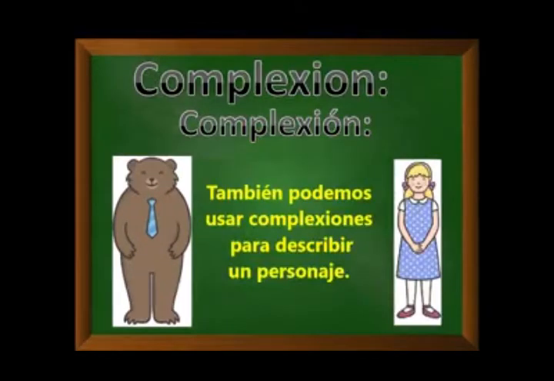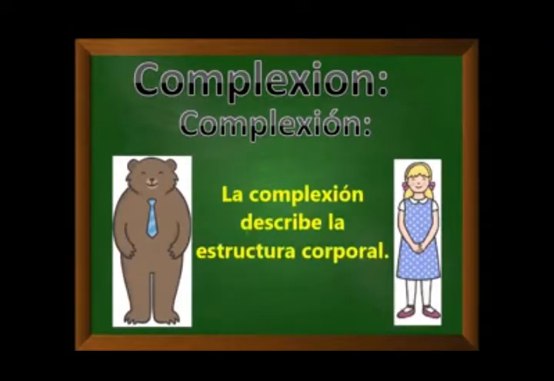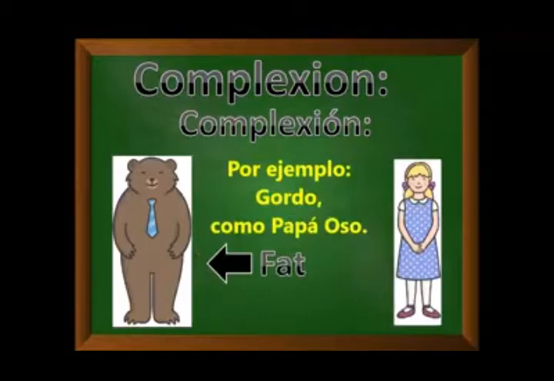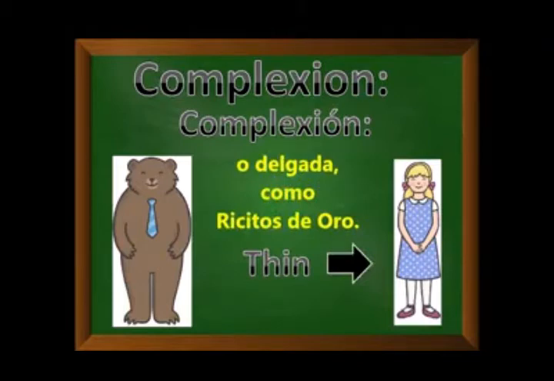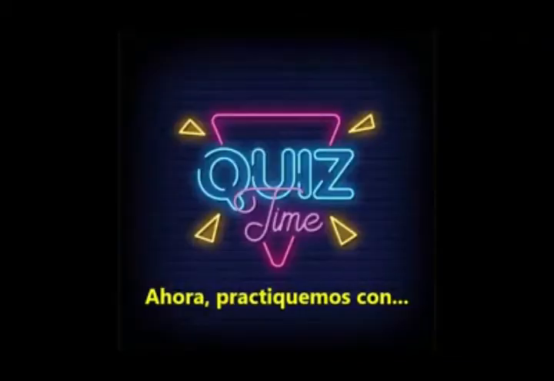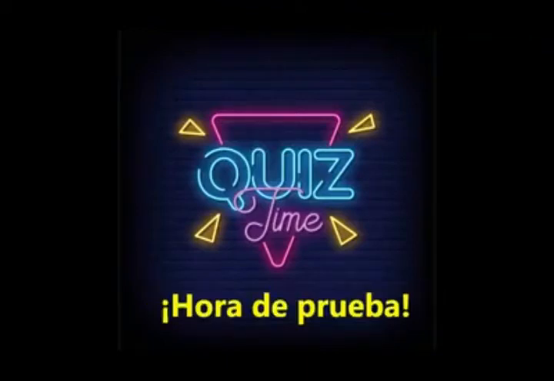We can also use complexions to describe a character. Complexion describes the body structure. For example, fat, as Daddy Bear is, or thin, as Goldilocks is. Now, let's practice with a quiz time.